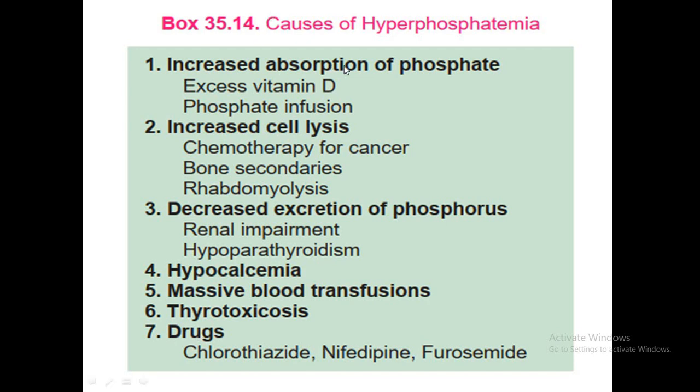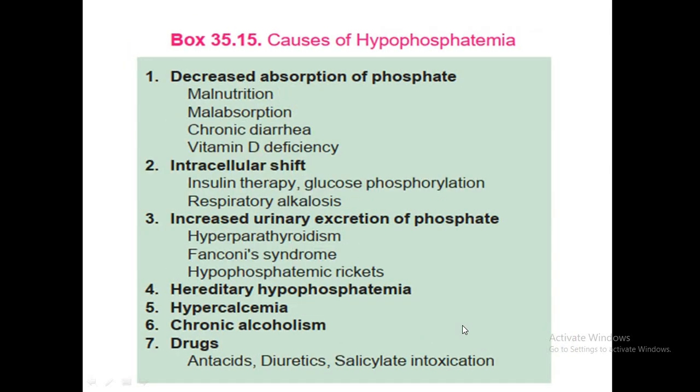So increased absorption takes place when there is excessive vitamin D, or if you give phosphate as an IV infusion. Cell lysis occurs when there is chemotherapy for cancer or bone secondaries, and in rhabdomyolysis. And decreased excretion occurs in renal impairment, hypoparathyroidism, etc. And drugs, especially nifedipine and furosemide, can cause hyperphosphatemia.